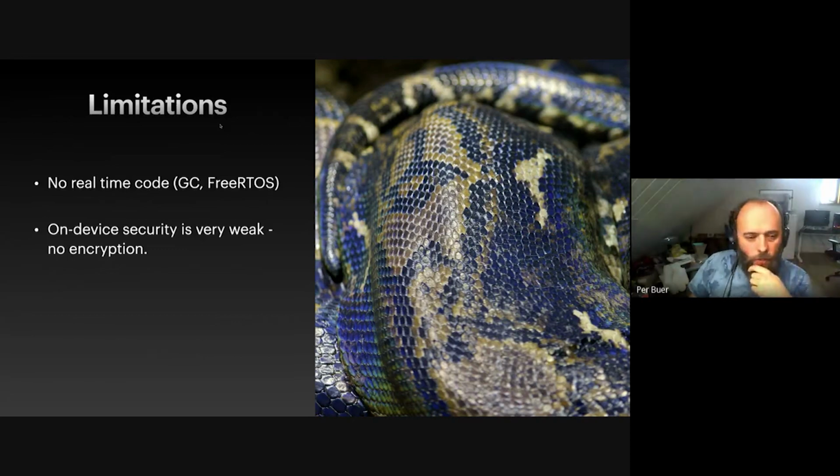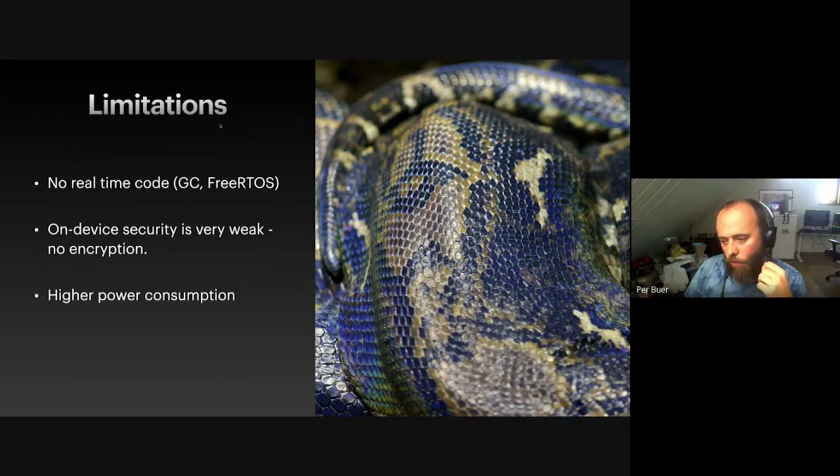On-device security is very weak. There is no encryption. If you take any of my devices and plug them into a computer, it'll happily give away all its source code, all its secrets, and everything. There's nothing protecting it. I haven't really found any way to do it, and I don't really have a need for doing that. All my devices are typically not confidential. Power consumption is higher. MicroPython executes a bit slower than C and C++.